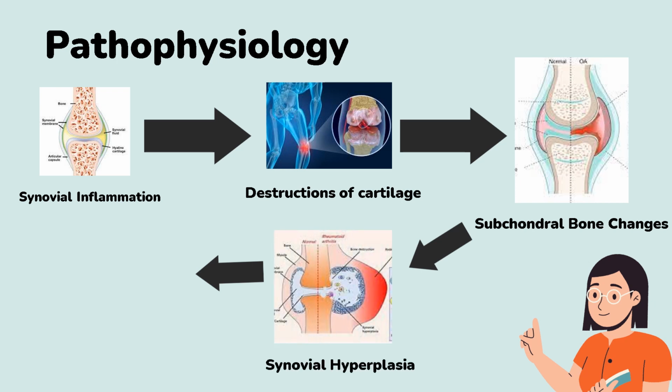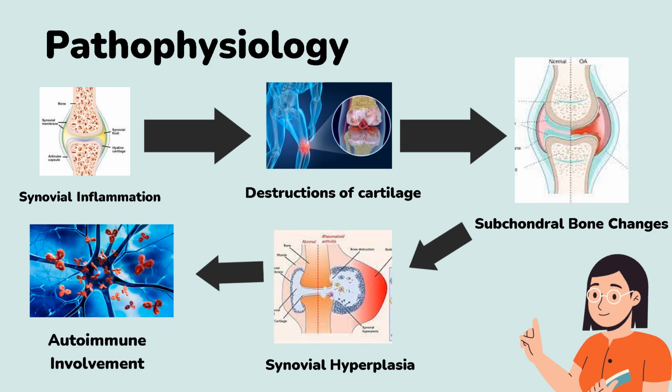Fourth step is synovial hyperplasia, also known as synovitis, a medical condition characterized by inflammation and proliferation of the synovial membrane, which lines the joint cavities in the body. The synovial membrane is a thin layer of tissue that produces synovial fluid, a lubricating substance that helps reduce friction between the joint surfaces and nourishes the cartilage.